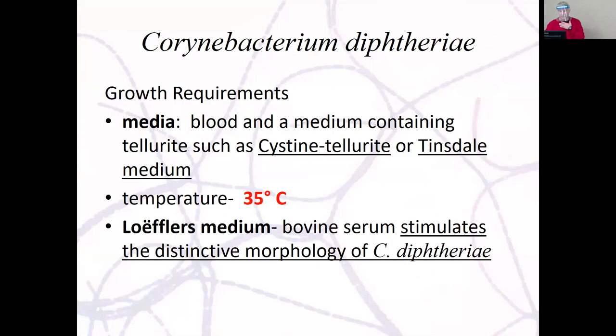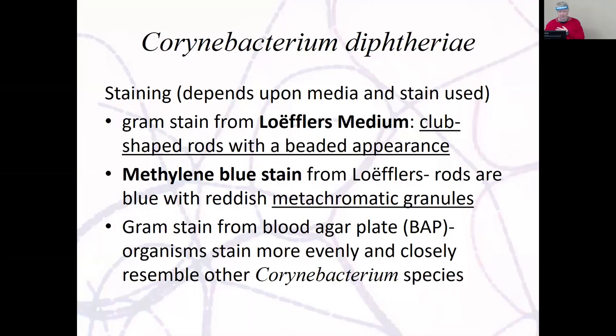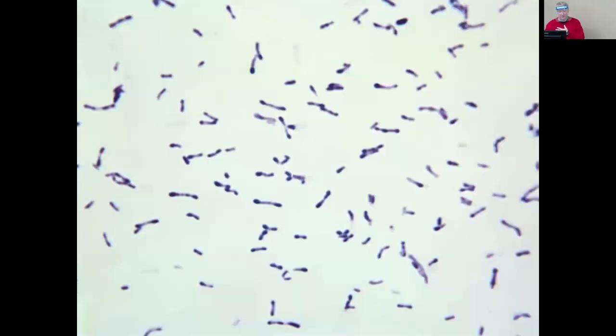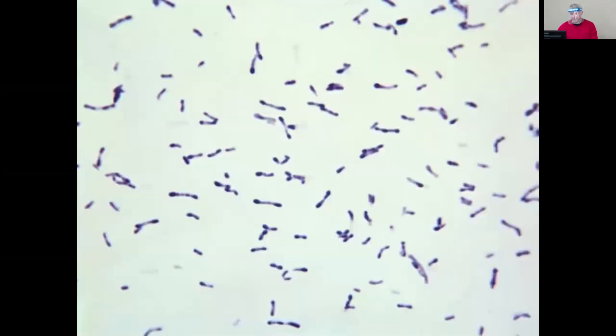All right, let's go back here. It has bovine serum that stimulates distinctive morphology. So it's not really Tinsdale medium, it's just bovine serum that gives that club shape. That would be key to Corynebacterium diphtheriae's distinct shape that we get on a Gram stain. Here's without it, there's with it, right?